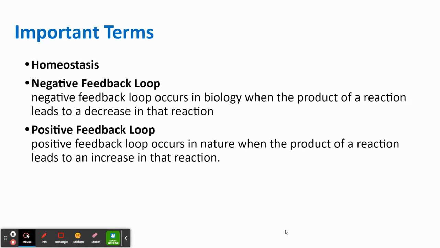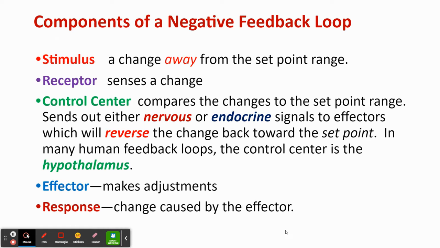Positive feedback is a little bit opposite. And again, that's when the product of the reaction leads to an increase in that reaction. So using our furnace analogy, that means that as we hit 75 degrees, that would tell the furnace, hey, we need to get hotter, and then hotter and hotter until we would be sitting in a sauna. Now, there are not too many positive feedback loops in mammal biology, but there are a few that we'll talk about.